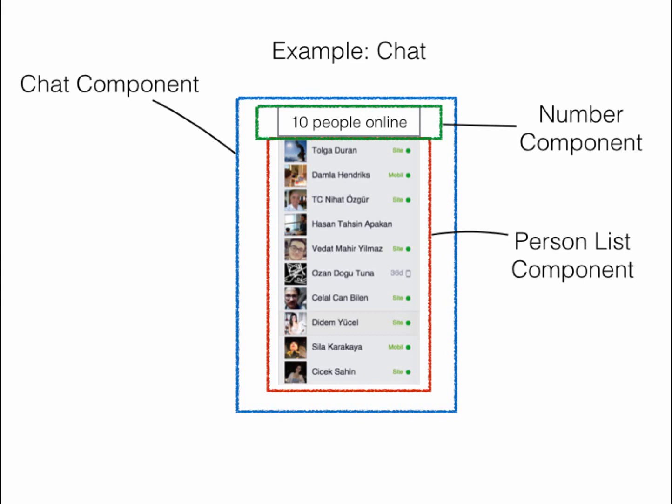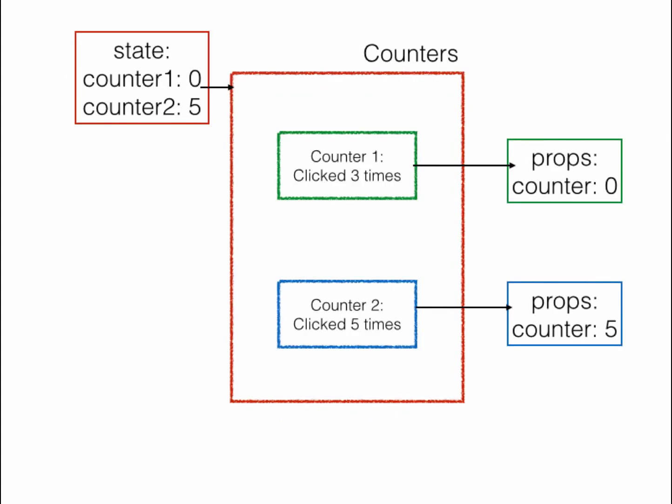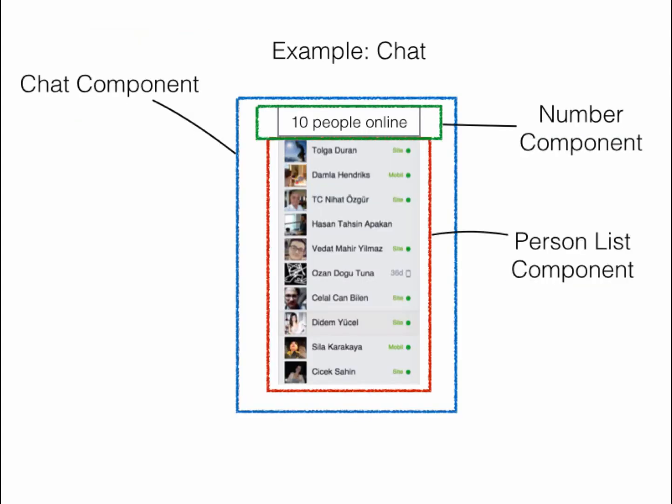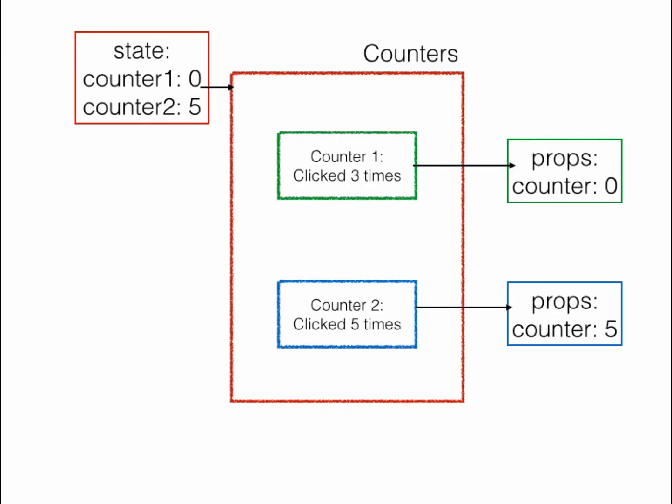So in the chat component, we have this 10 people online, and we have the person list component. Now, if another person comes into the view, where are we going to store the person list? Since the same data is used both in the number and in the person list, we are going to store the data in the outermost layer, in the uppermost layer. And for that, for example, for the number component, we are simply going to pass the number of persons. For the person list component, we are simply going to pass the person names.